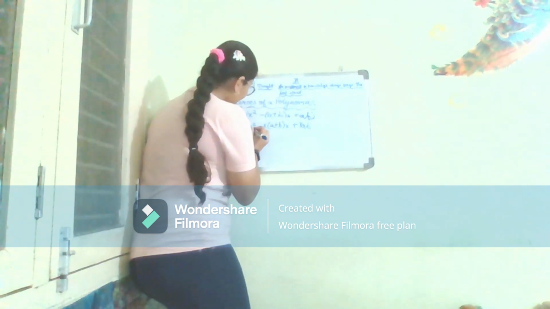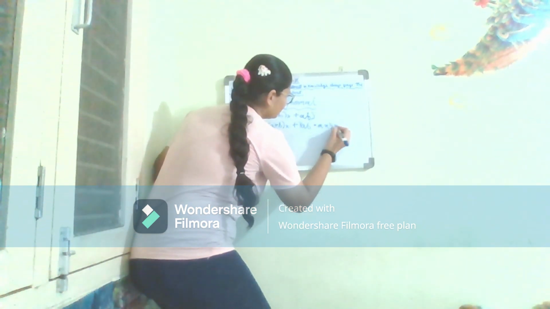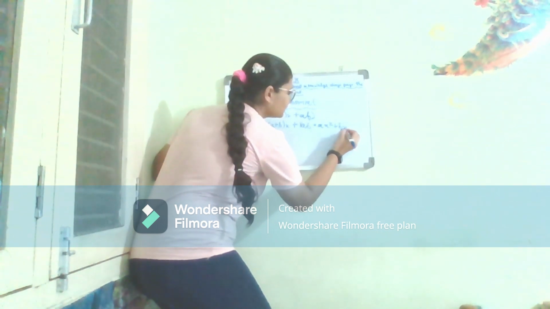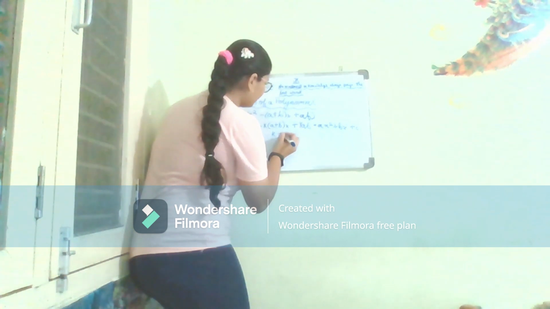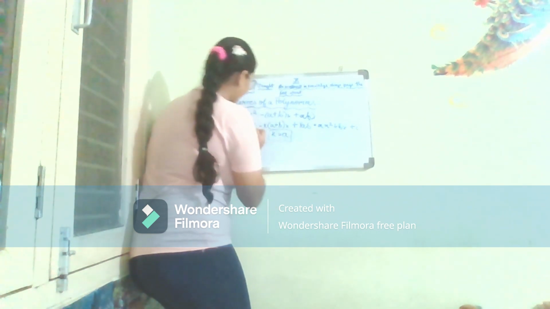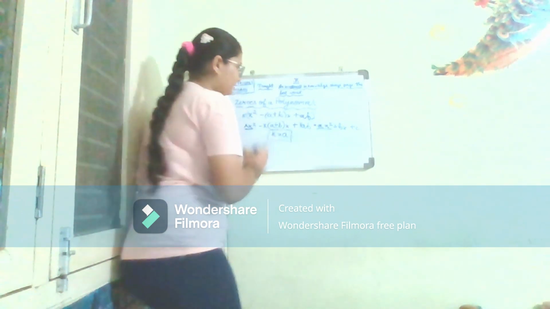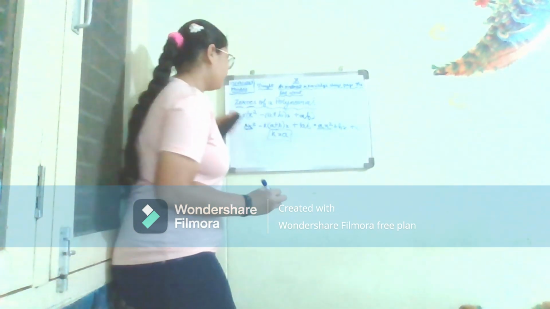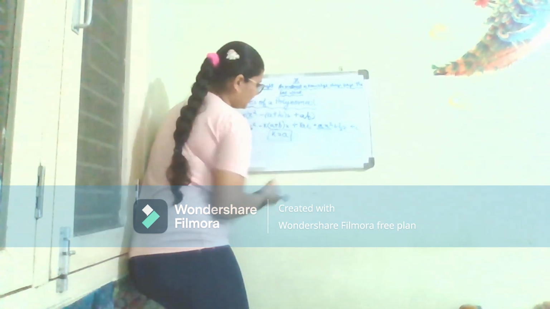Now we can see kx square and we will compare it with ax square plus bx plus c. From here we can get k equal to a, since the coefficient of x square is k here and here it is a. So on comparing we get k equal to a.